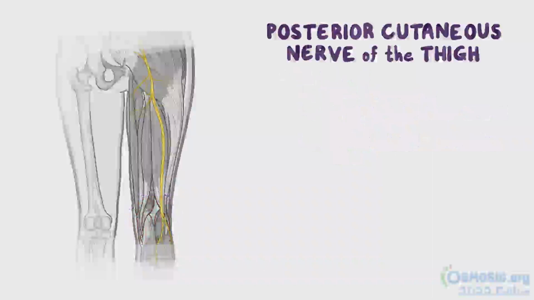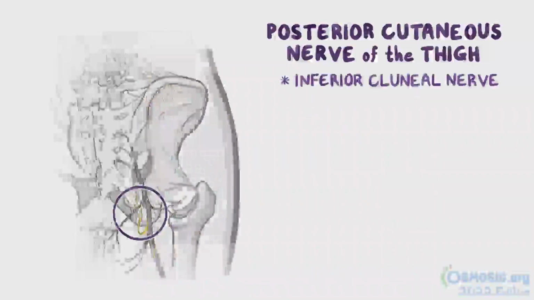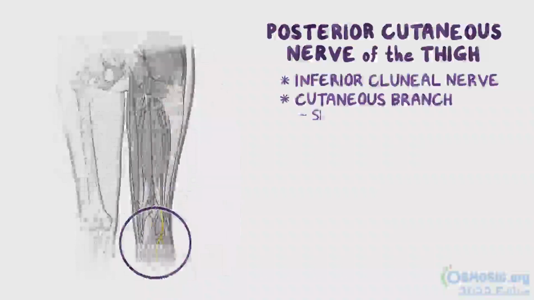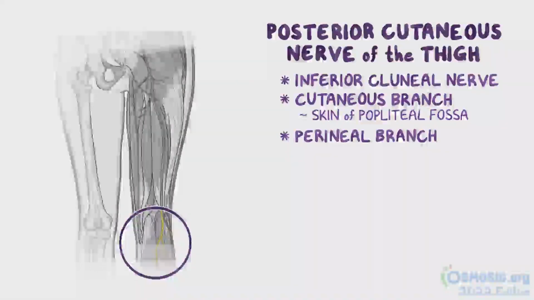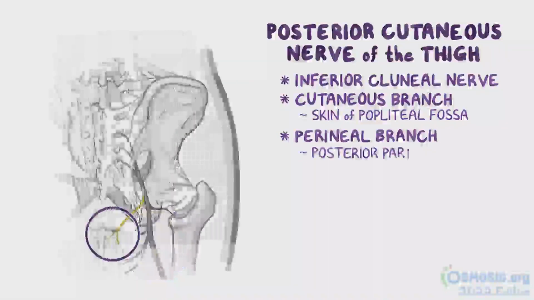Now, this nerve gives off three important branches. One of them is the inferior cluneal nerve, as we said earlier. Then there's a cutaneous branch, which supplies the skin of the popliteal fossa. And finally, the third branch is the perineal branch, which supplies the posterior part of the scrotum or labia majora.